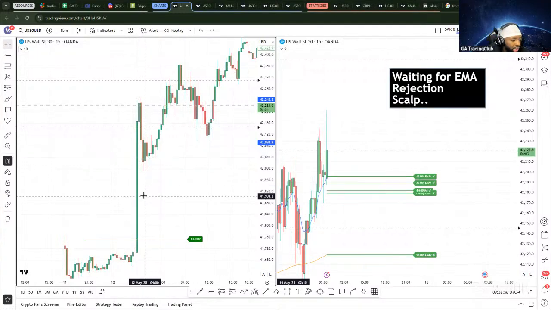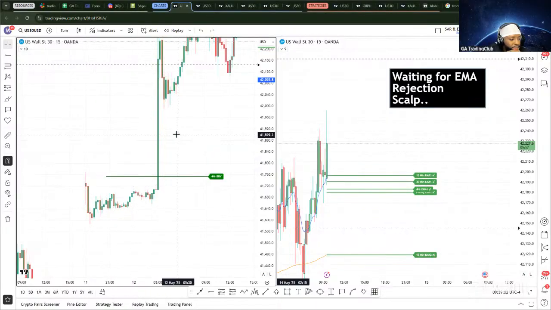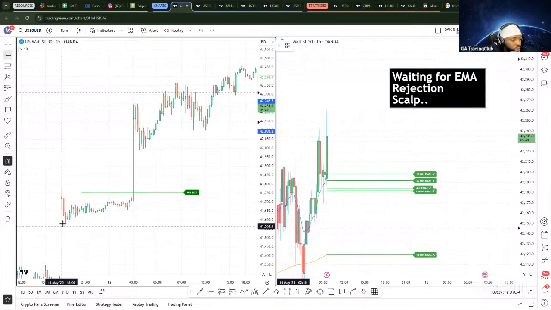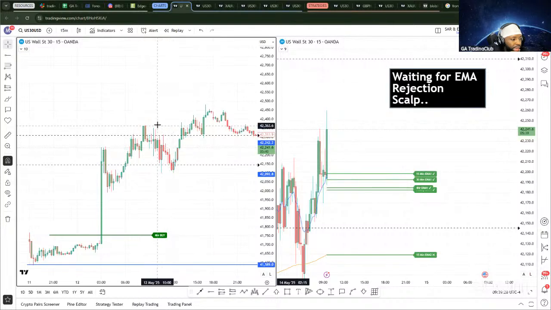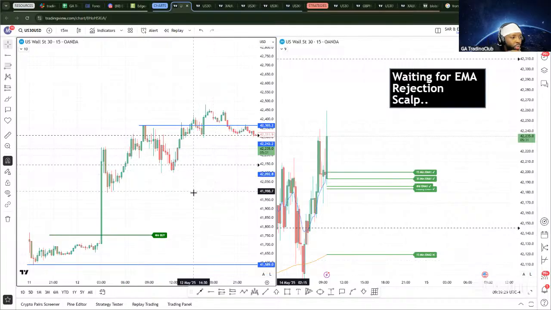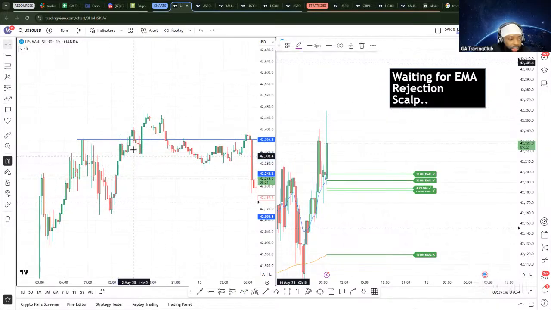So if we look at Monday, Monday's pre-market low was here, and the pre-market high was this one, I think. Yeah, the pre-market high was this. You can see when price got to this pre-market high, we had that rejection, so we had a rejection entry there.